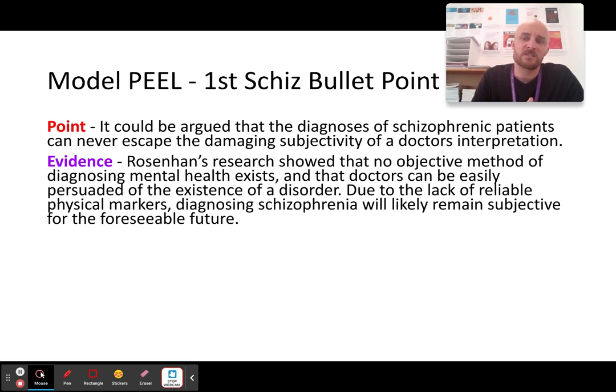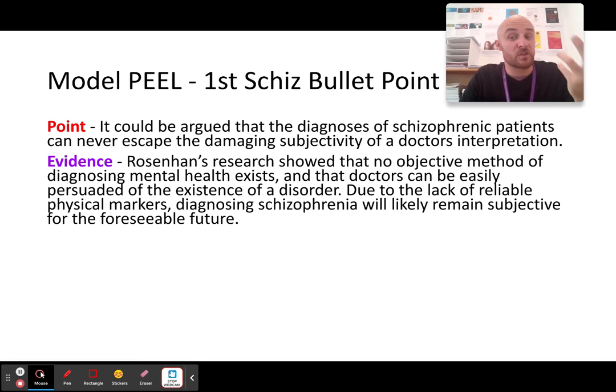Remember, you don't always have to bring in research, but it's just an easy example. Rosenhan's research showed that no objective method of diagnosing mental health exists, and that doctors can easily be persuaded of the existence of a disorder when it doesn't actually exist. Due to the lack of reliable physical markers, and what I mean by that is basically you seeing something physical in someone's body that says that's absolutely schizophrenia, like lowered serotonin or something like that, diagnosing schizophrenia will likely remain subjective for the foreseeable future.